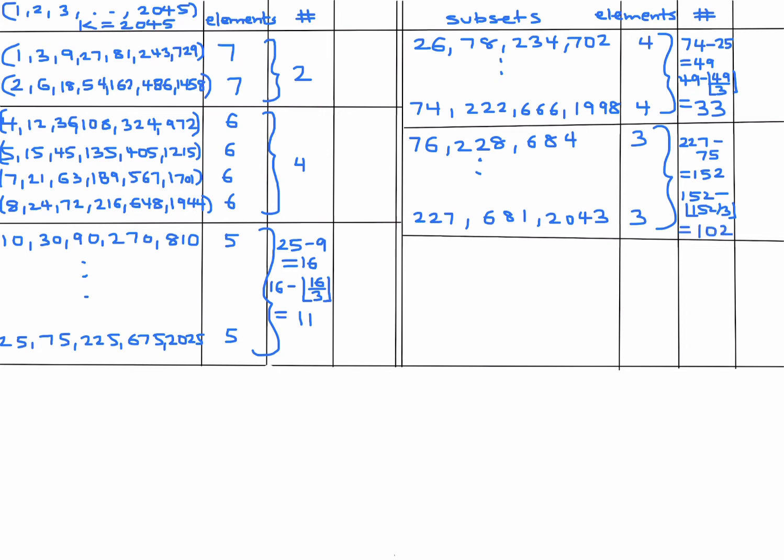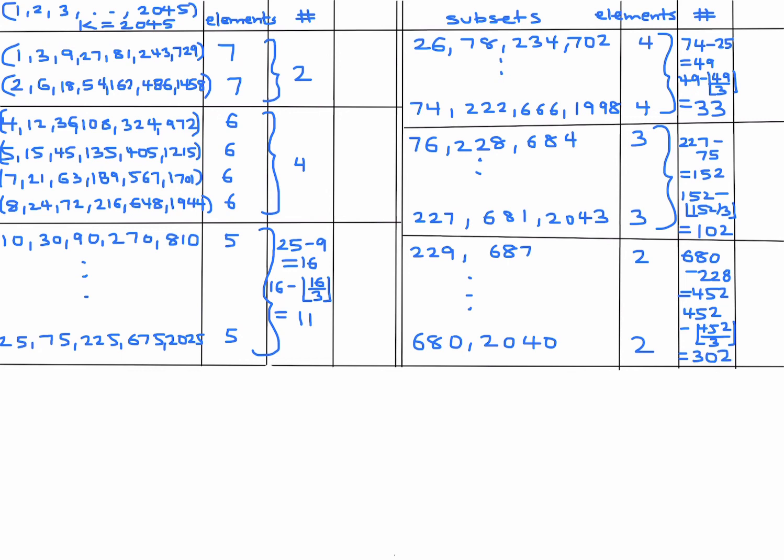All right, let's keep going. 228, I believe, is right here, so can't use it again. It's a multiple of 3. So we've got to start with 229 and 687. So now we're down to 2. And then the biggest one is 680, 2040. And then that's it. All right. So again, 680 minus 228. And that is 452. And then, of course, 452 minus 452 divided by 3, the integer value. And that gives me 452 minus 150, so 302.